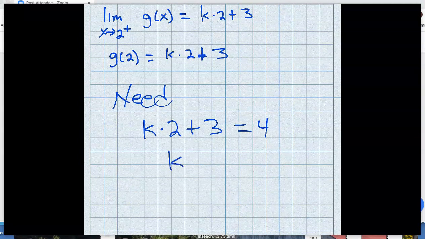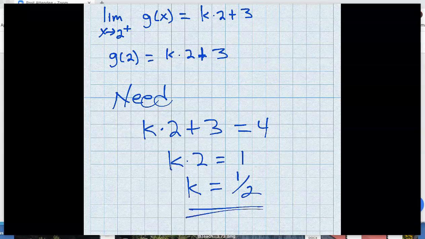So that means we need k times 2 to equal 1. So that means we need k to equal 1/2. And if we get that, we're all good. So that's the idea behind continuity. So let me move on to this whole idea about the intermediate value theorem.